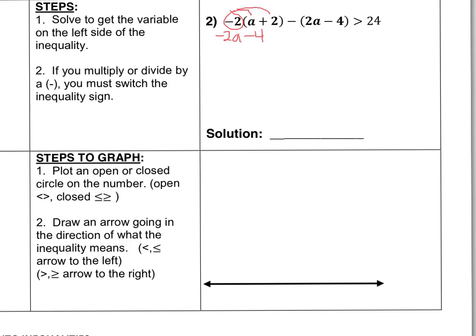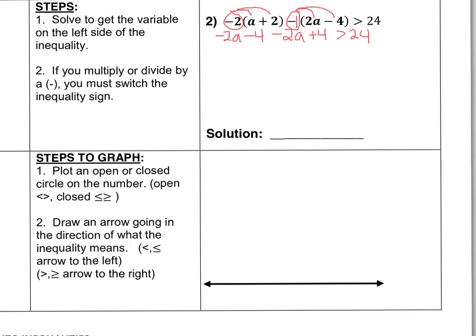And then we've got this negative here. Now we assume that if we have a negative out here, it's going to be a negative 1, and we're going to distribute that through. So negative 1 times positive 2a is a minus 2a, and negative 1 times a negative 4 is a positive 4, and then it's greater than 24.